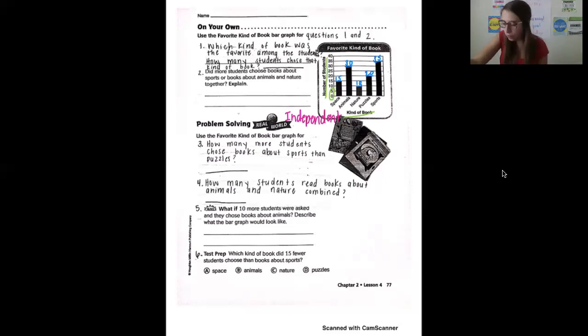We already read the title, we already interpreted our graph. So now what we're gonna do is, first we have to answer, which kind of book was the favorite among the students? So which kind of book was the favorite? Well, let's just see which one has the biggest number. And if we look at my graph right here, I see that 35 is the biggest number. So we're gonna put 35 is what? If we come down here and we look, 35 is sports. So I'm gonna write sports. I know it's kind of small. Just do the best you can. How many students chose that? 35. So the favorite was sports and 35 people chose that.